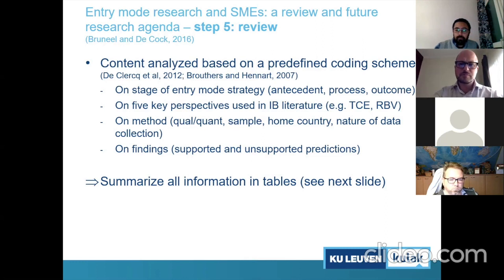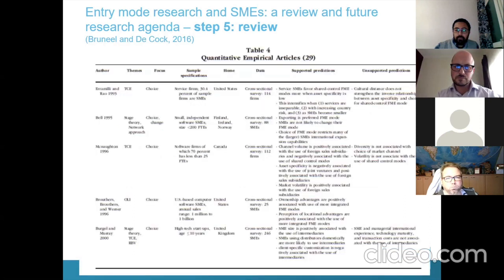Again, as a researcher trying to publish a systematic literature review, you need to summarize all of this information in tables. And this is an example of one of the tables that we included in the final publication. Just to point to one of the articles, the first one was written by Erramilli and Rao. The theoretical framework was transaction cost economics. The focus of the paper was primarily on choice. The sample were service firms, and almost one third of the companies were SMEs. The home country was the United States. Cross-sectional data, a data set of 114 firms.